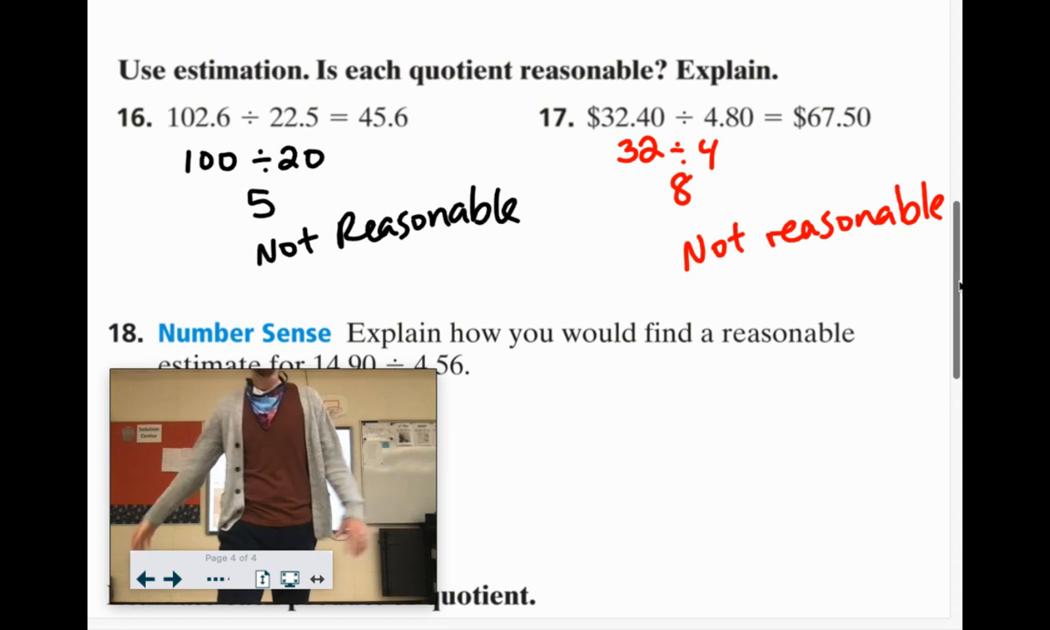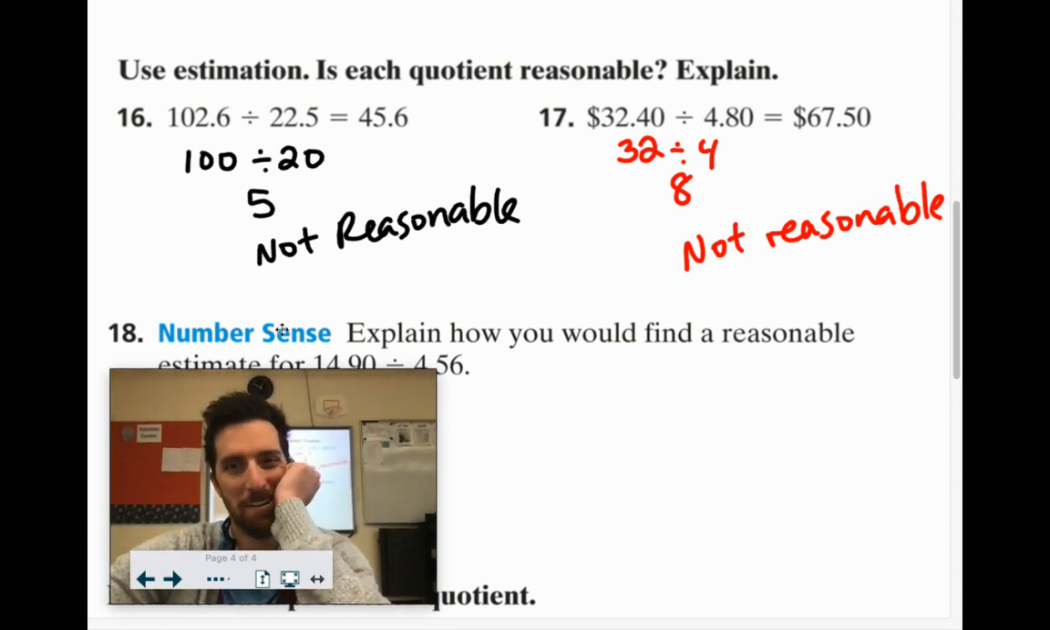So that's estimating with decimal products and quotients. That was fun.